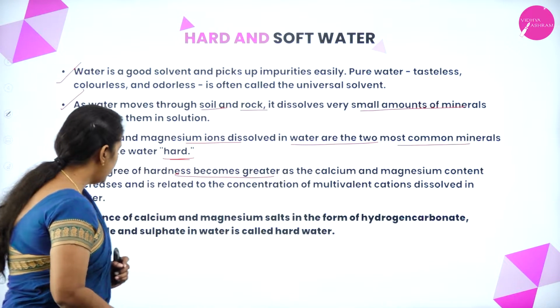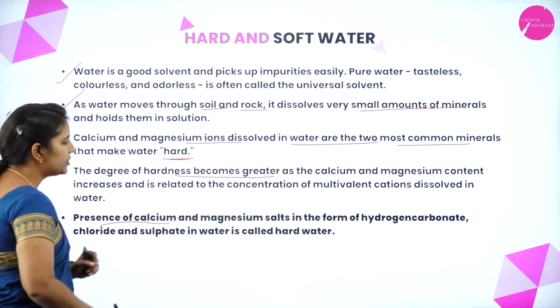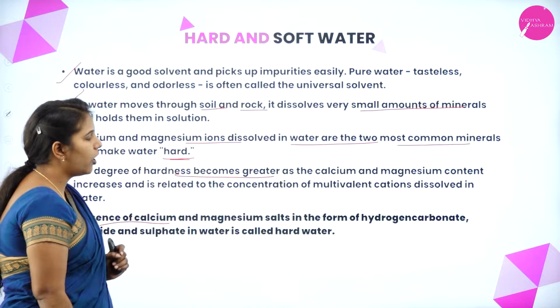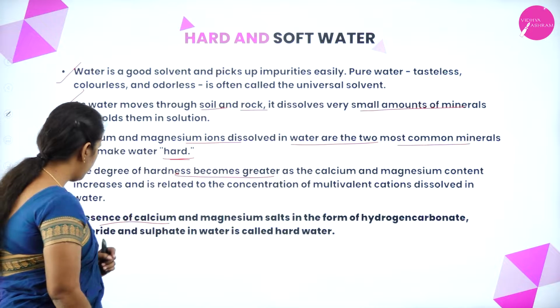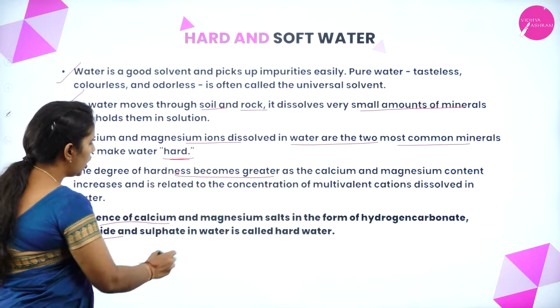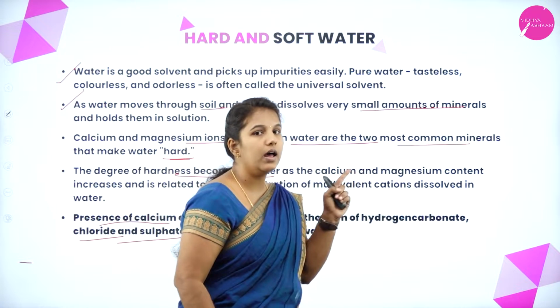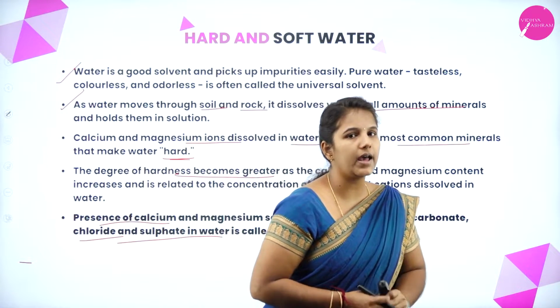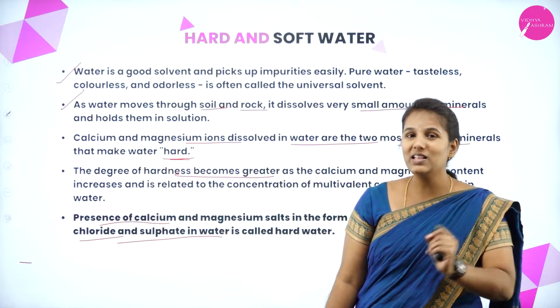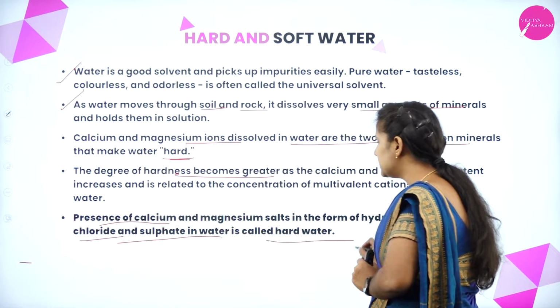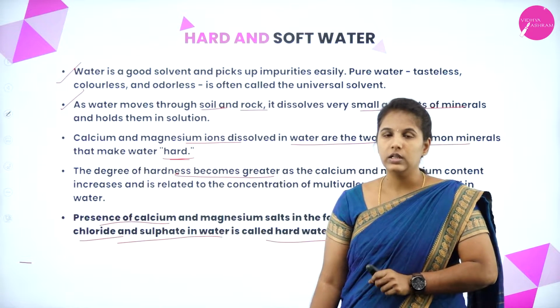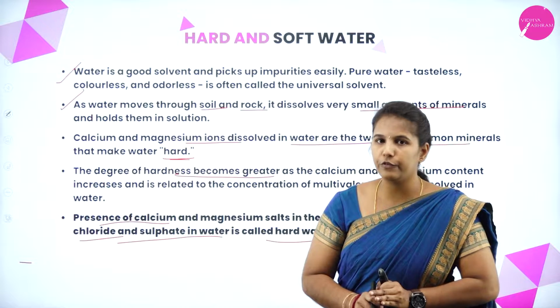Okay. The presence of calcium and magnesium salts forming hydrogen carbonate, chloride or sulfate ions in the water makes the water behave as very hard, and such water is known as hard water. So how is hard water formed?